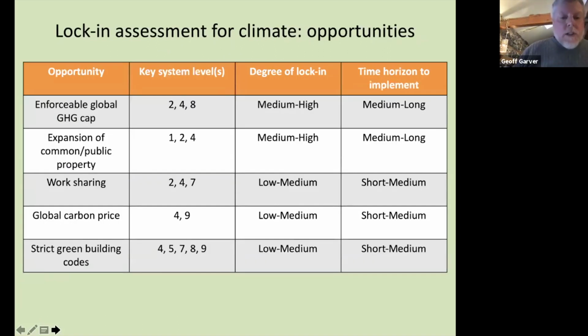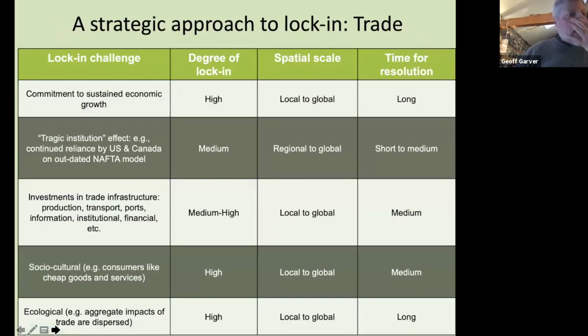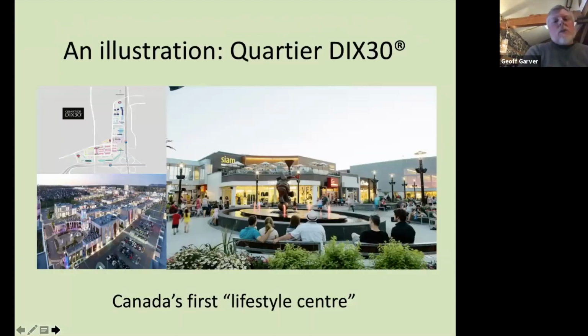I'm not going to go through these charts. I just want to give you some ideas that I had of kinds of things that we could apply these case studies to.